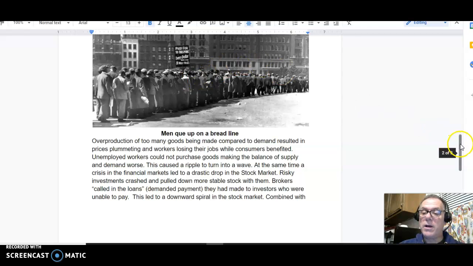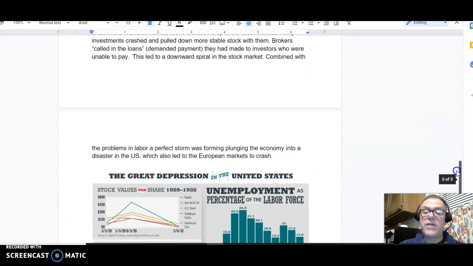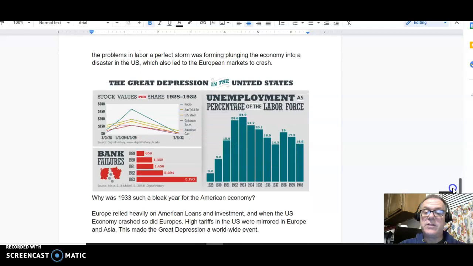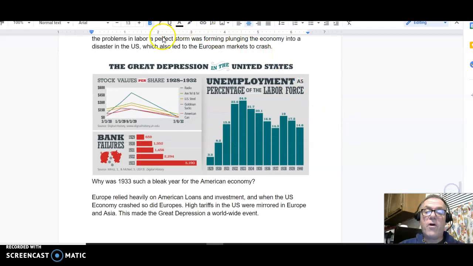Once the stock market and the banks start failing, it's going to start affecting Europe, because all of Europe has been based on the United States economy. And you can see what happens in 1929 through 1932. You have stocks going up crazy because of investing. And then what happens in 1929? It crashes, and it really falls hard.